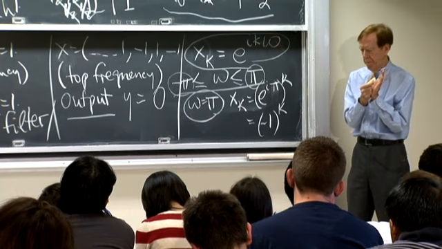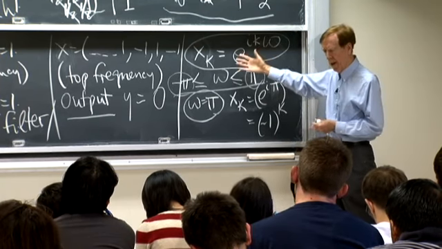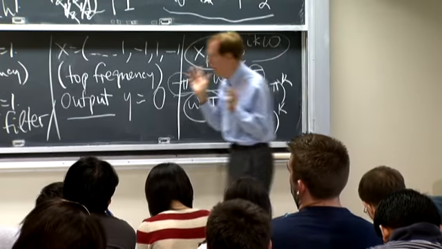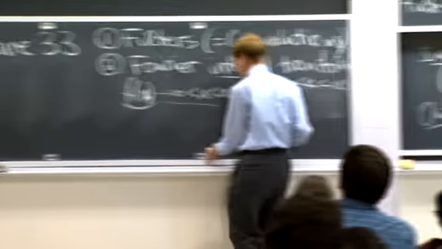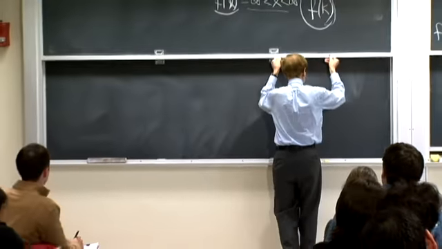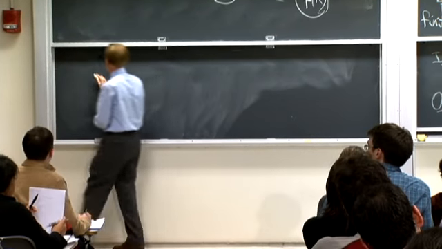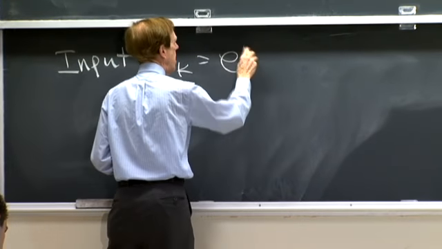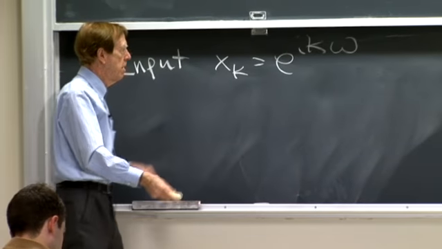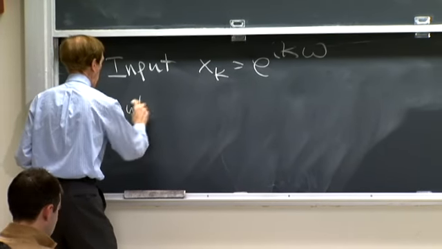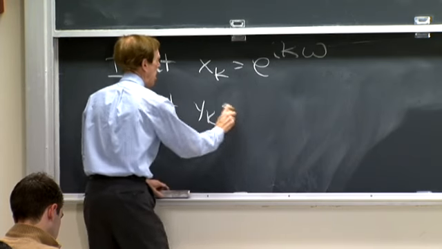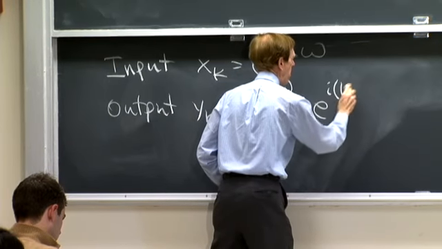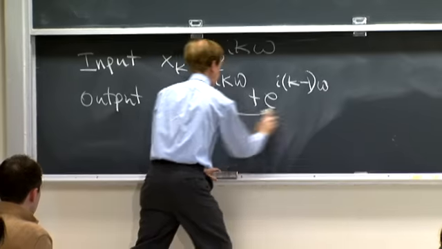Now comes the point. What's the output when this is the input? We can easily figure that out. We can take that average. Okay, so let me do that input. Input xk is e to the i k omega. And now what's the output? yk is the average of that and the one before, divided by 2, right?